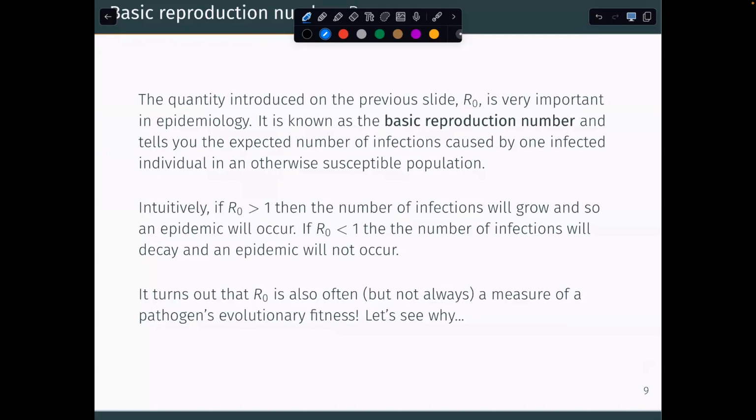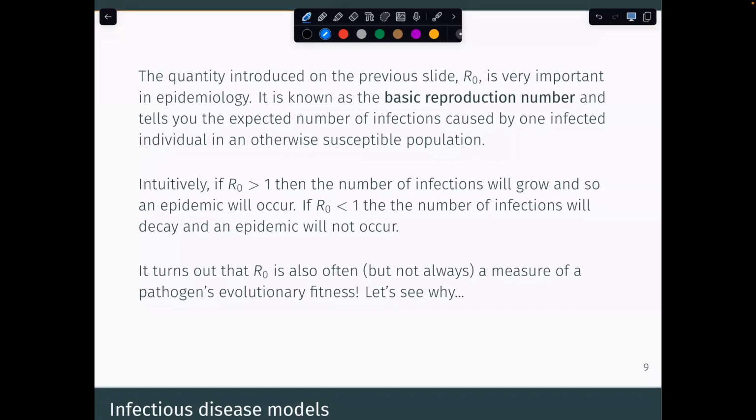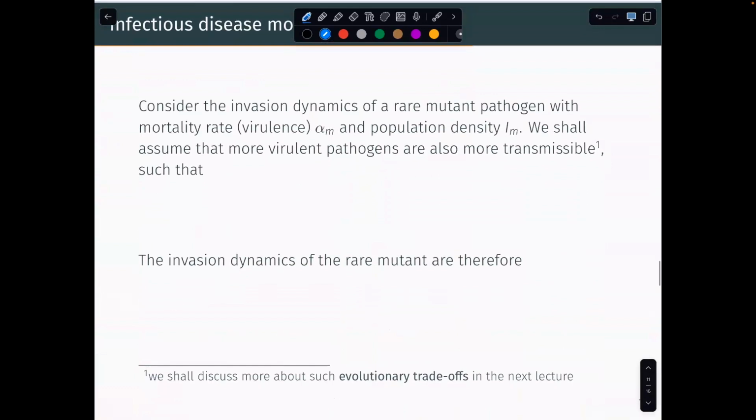This R naught is really important in epidemiology. It also turns out that when it comes to evolution, it can sometimes tell us something about how we expect pathogens to evolve. Crucially, not always. We're going to gloss a little bit over the not always thing because it gets a little bit complicated, but it's sometimes a measure of a pathogen's evolutionary fitness. So we're going to see why that's the case. So that's all of our epidemiology or ecology.